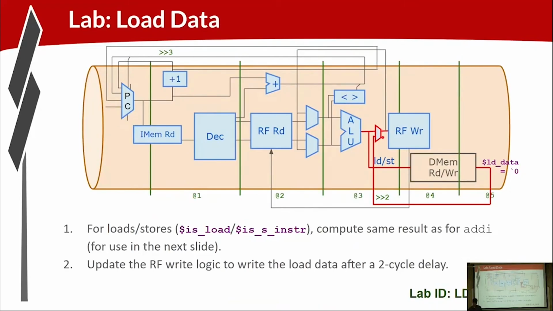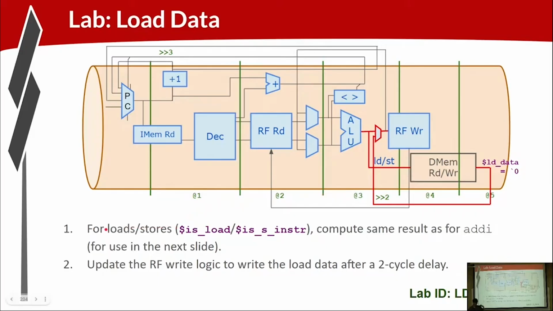So this is what we want it to look like. We have the normal path that's currently there. We need to hook up the data coming back through a mux, which is 2 cycles ahead in the pipeline. We also are going to use the load store. For loads and stores, we're going to use the ALU's result as our address.